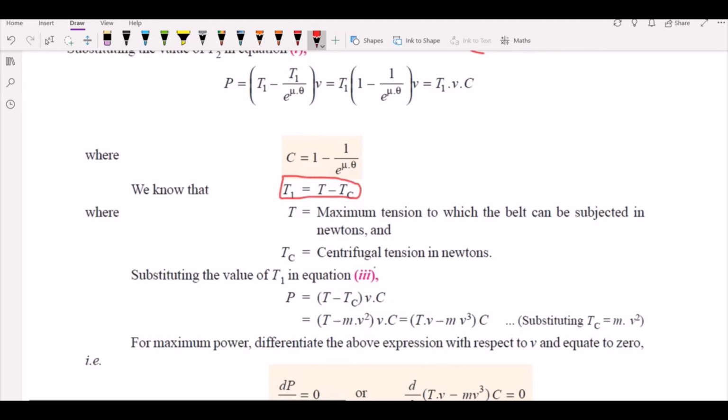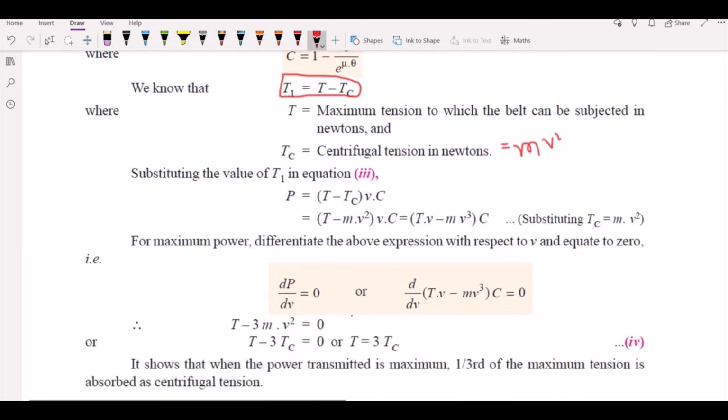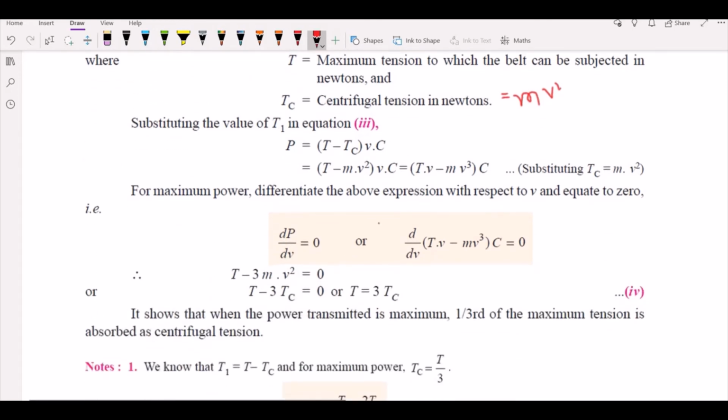So from this we also know that TC, the centrifugal tension, is equal to mv square. If I substitute this TC equal to mv square over here, then I'll get this value. I'll take this as equation number 3. So now I know the power calculation. If I want to calculate the maximum power, I differentiate this power with respect to velocity and equate it to 0. Then I'll get the maximum power.